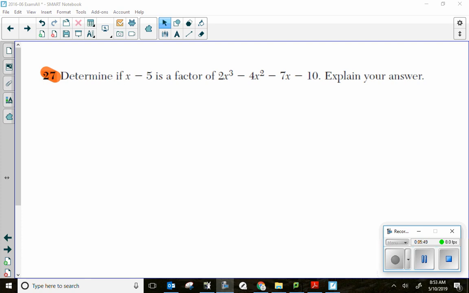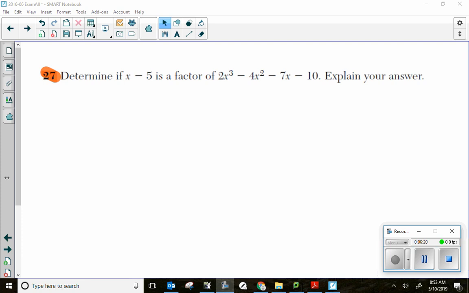27. Determine if x minus 5 is a factor of 2x cubed minus 4x squared minus 7x minus 10. Explain your answer. Okay, so we need to do work to show to get an answer, and then we got to explain it. There are two major, two obvious ways to determine if something is a factor of something else. And it has to do with division.